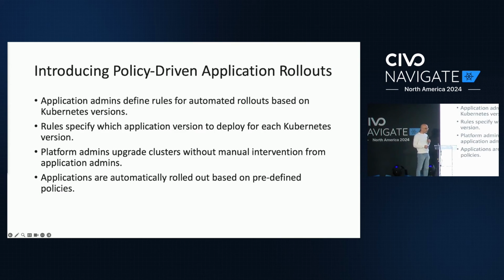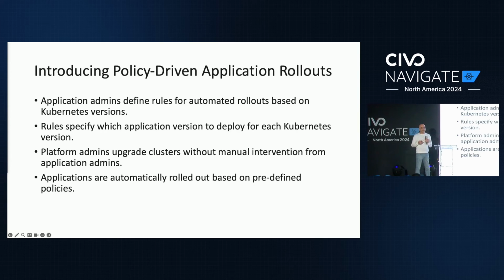So what you want is to give the application admin the ability to say, if the Kubernetes cluster is in this runtime state, this is the version that I want to run. For instance, I have an application with two versions. I know that version 1.0 works well with every cluster which is lower than 1.27. And I have a version 2.0, which I know works well on every cluster which is greater than Kubernetes version 1.27.